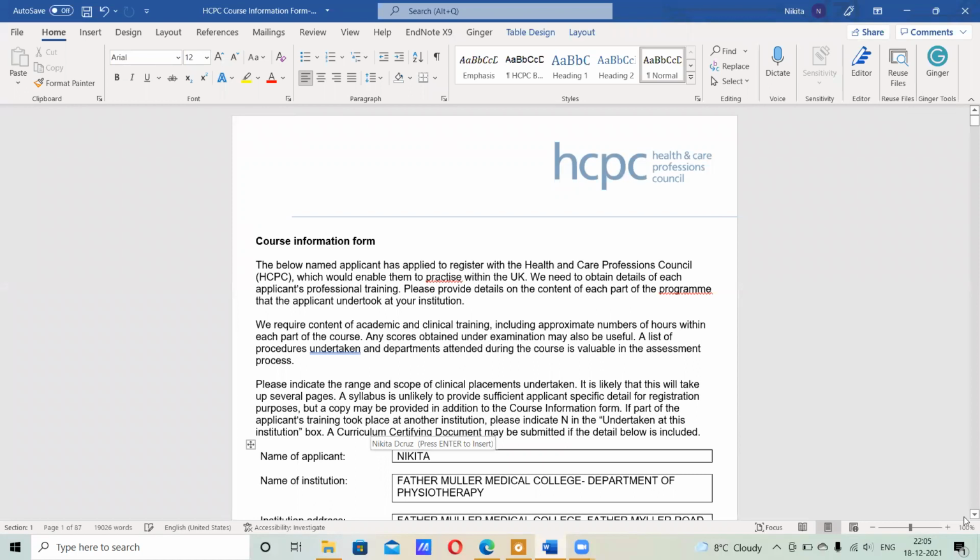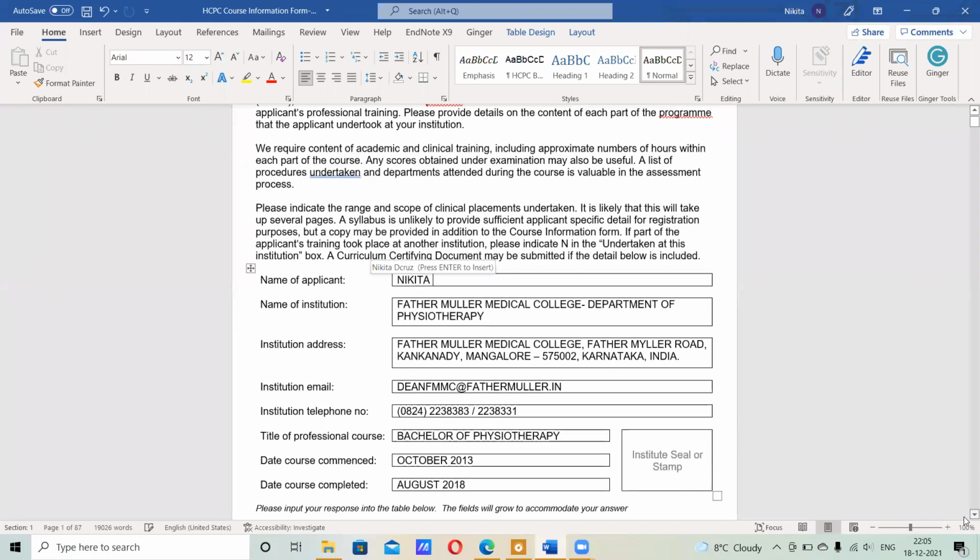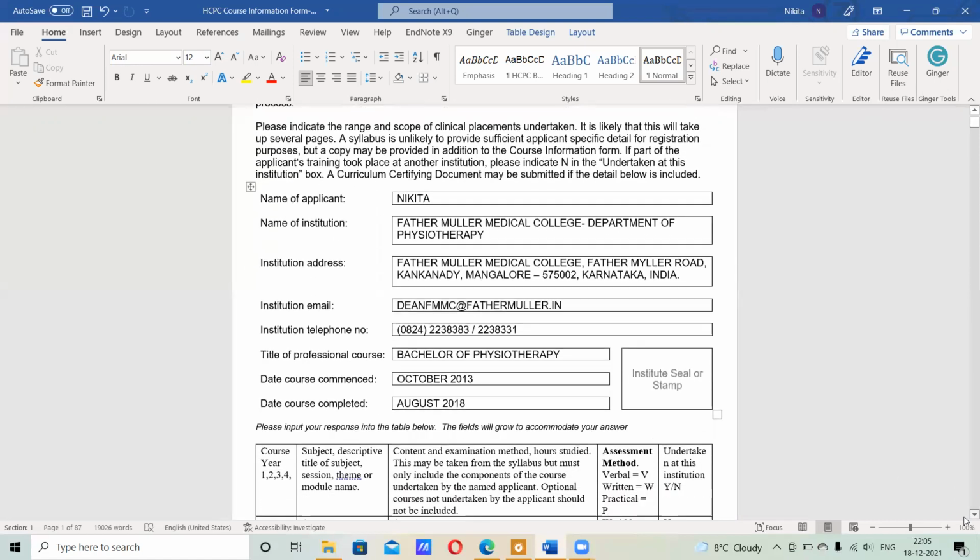So, like I said, my name is Nikita. I studied in Father Muller Medical College, and I've written the institution's email address. I've also given the email ID. I've also mentioned the phone numbers. My course was called Bachelor of Physiotherapy, which started in October 2013 and was completed by August 2018. This is a place where the institution will place their stamp or seal.